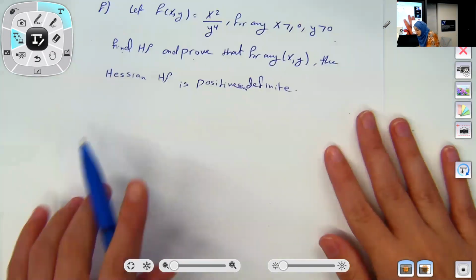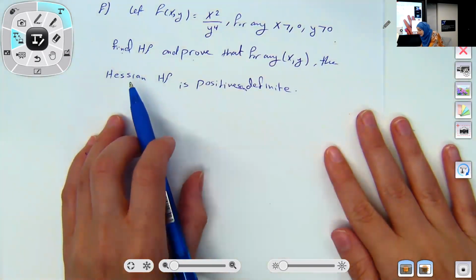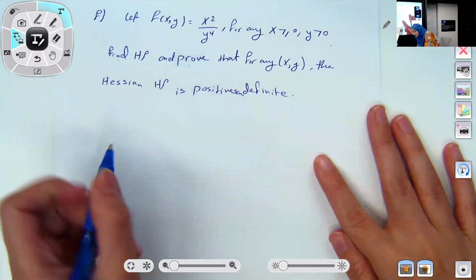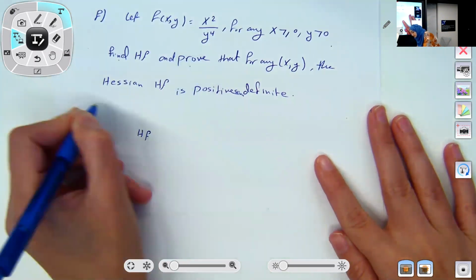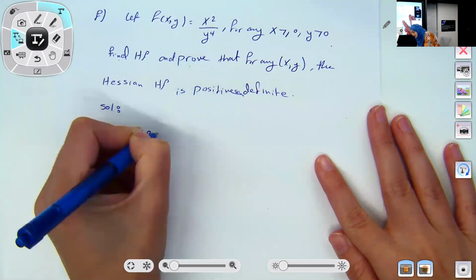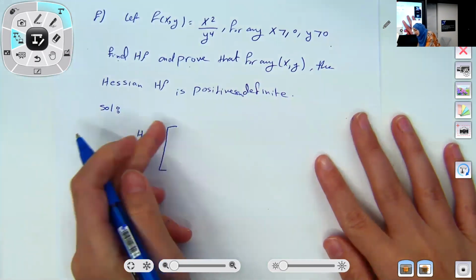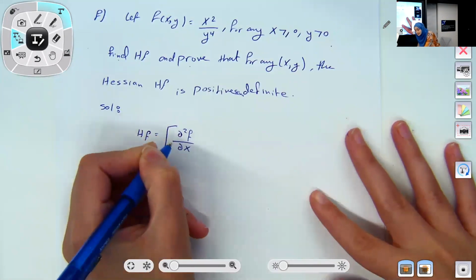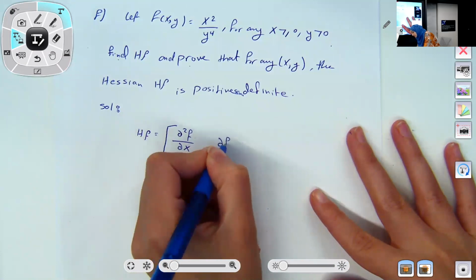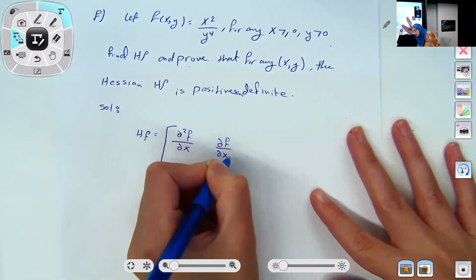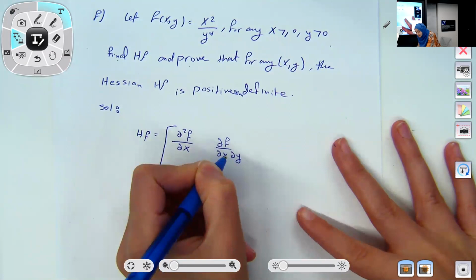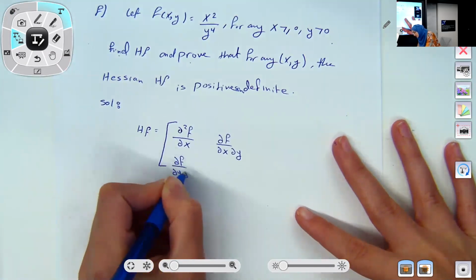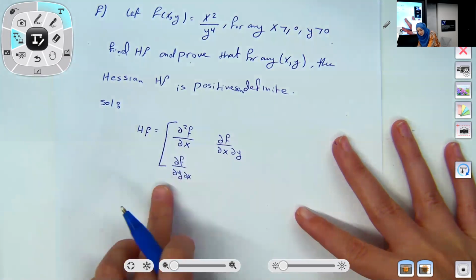Okay, we need to find the Hessian matrix. To find the Hessian matrix, we have two variables, x and y. The Hessian function is equal to, the first item is the second derivative of this function with respect to x. Here we have the derivative of the function at the beginning with respect to x, then with respect to y. Here also we have the derivative of the function at the beginning with respect to y, then with respect to x. This one is the same.